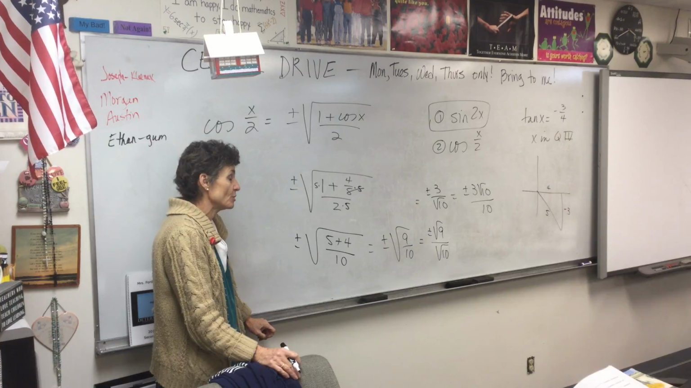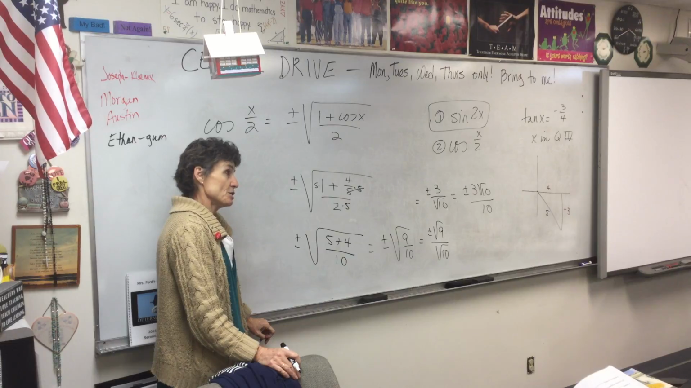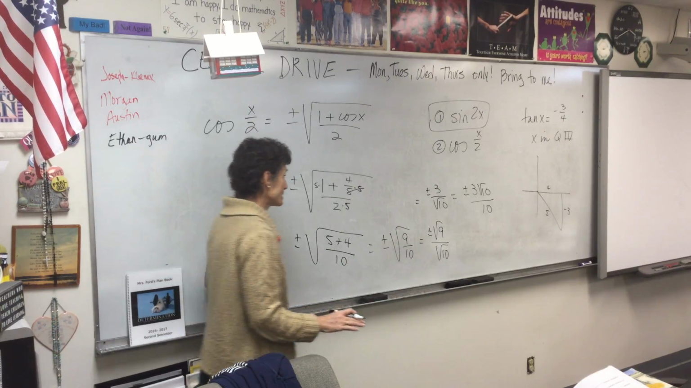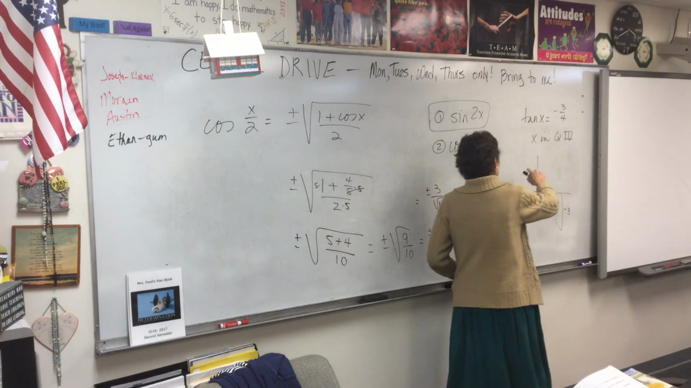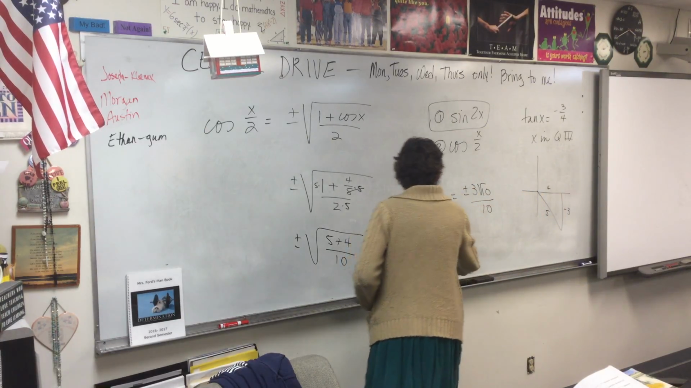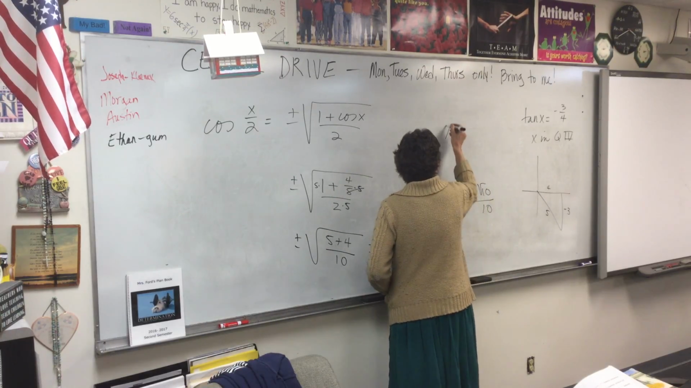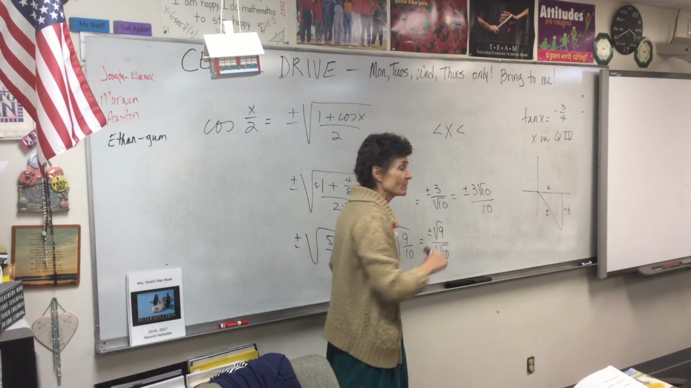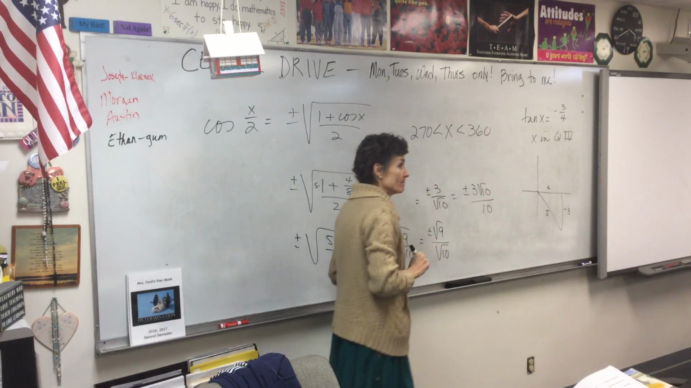Now you got to decide, do you want the positive or the negative? Now I need you to pay real close attention. This is the tricky part. It's real obvious, but sometimes we don't think it through. If X is in quadrant 4, tell me the boundaries for X. In other words, X is between what and what if it's in quadrant 4? 270 and 360. That was given, right?